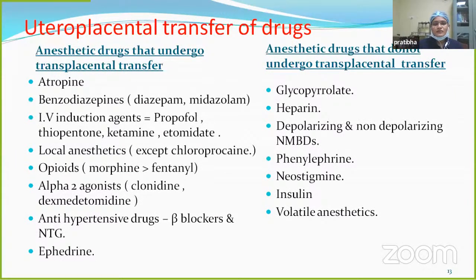And coming to the uteroplacental transfer of drugs, the drugs that cross the placenta are atropine, benzodiazepines like diazepam and midazolam, intravenous induction agents like propofol, thiopentone, ketamine, and etomidate, and local anesthetics, all local anesthetics, chloroprocaine. And opioids like morphine have more uteroplacental transfer when compared to alpha-2 agonists like clonidine and dexmedetomidine. Antihypertensive drugs like beta blockers, nitroglycerin, and ephedrine cross the placenta. Also glycopyrrolate, heparin, depolarizing and non-depolarizing muscle relaxants, phenylephrine, neostigmine, insulin, and volatile anesthetics.